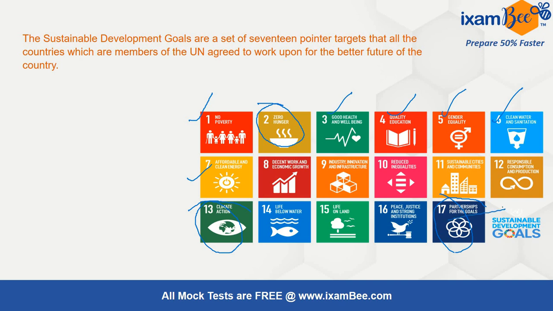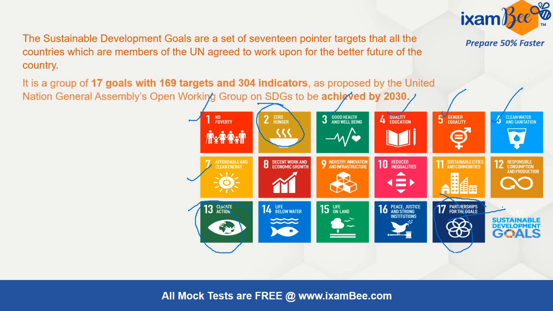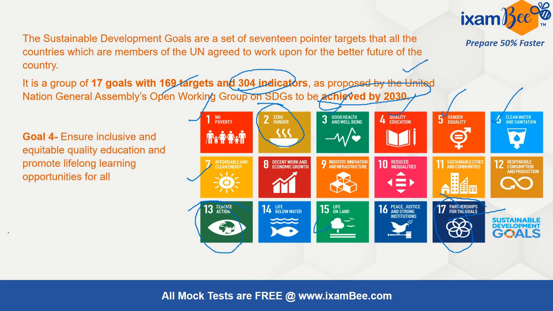So it is saying partnerships required for attaining these goals. There are a total of 17 goals having 169 targets and 304 indicators to be achieved by 2030. This is another exam question, and these are proposed by the United Nations General Assembly. This is the question we have about goal 4 and goal 3.